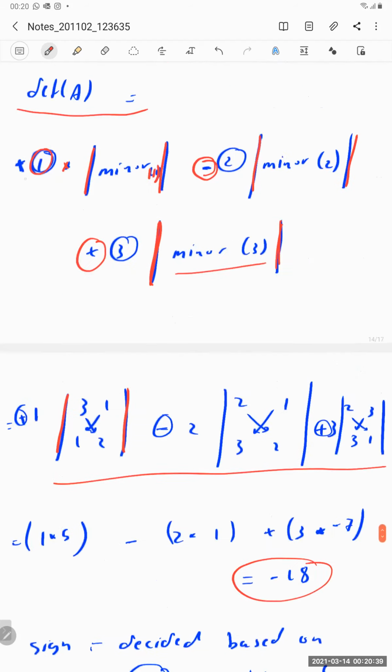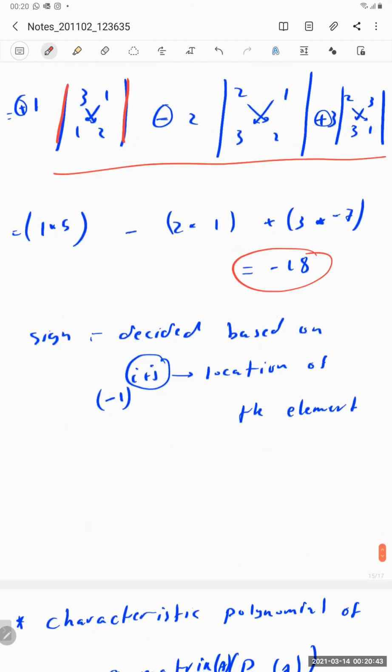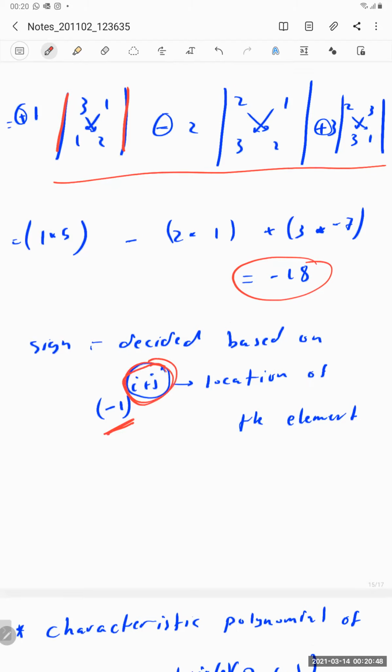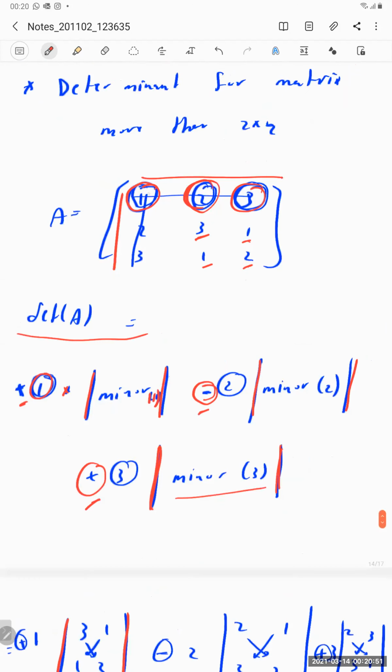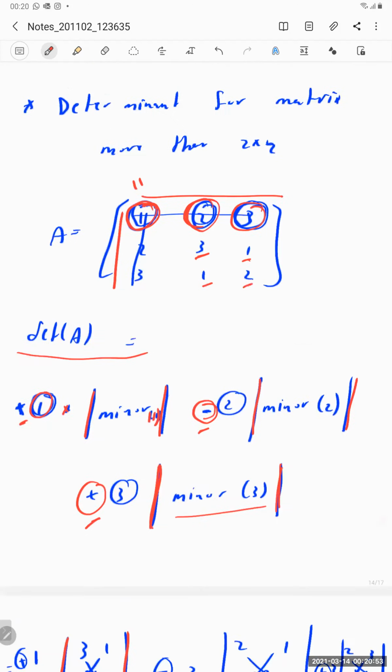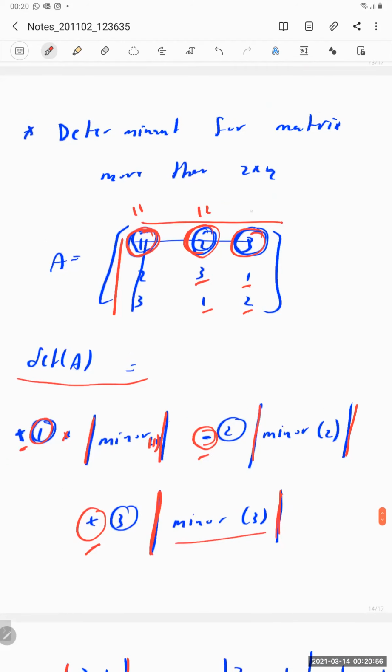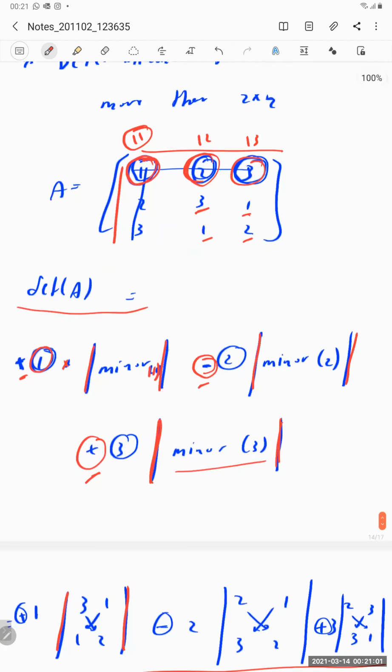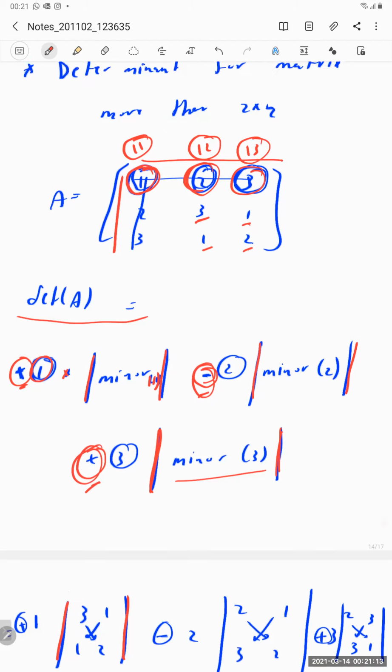How do we decide between positive, negative, positive? The sign is decided based on minus 1 to the power i plus j. The first element has location i j equal to 1 1, this element is 1 2, this one is 1 3. So for i plus j here, 1 plus 1 is 2, minus 1 squared is positive, which is why this one came out positive. 1 plus 2 is 3, minus 1 cubed is negative, which is why this one came out negative. 1 plus 3 is 4, minus 1 to the 4 is positive, this one is positive, and so on.